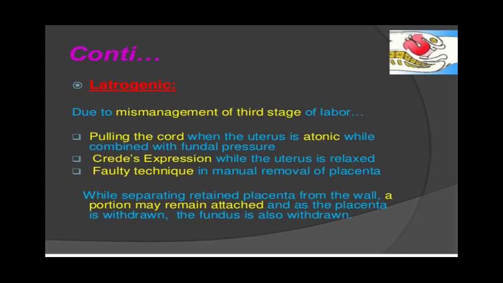Okay, so next one is iatrogenic. Iatrogenic means due to mismanagement of the third stage of labor. Because of the mismanagement of the third stage of labor, there may be chances of getting uterine inversion. That is pulling the cord when the uterus is atonic, combined with fundal pressure. When it is combined with fundal pressure, there will be cord pulling. Because of that excessive stretching or pulling of the cord, there may be chances of inversion of the uterus along with the cord pulling pressure.